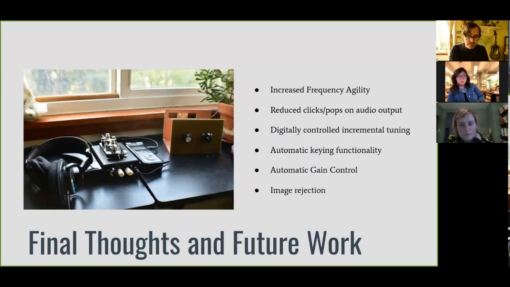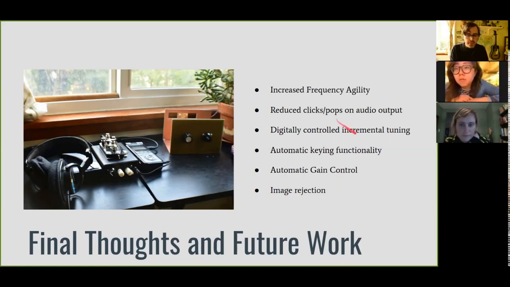So in the future, I think I would like to add some more frequency agility, give me a little more tuning range. Fortunately, it's kind of limited still. Also minimizing the clicks and pops on the audio output. Some are quite loud, so it'd be nice to kind of attenuate those and see if there's a way to not have those be as prominent.